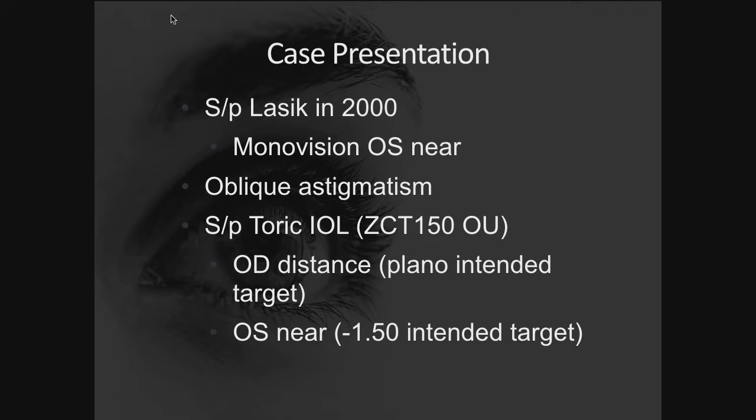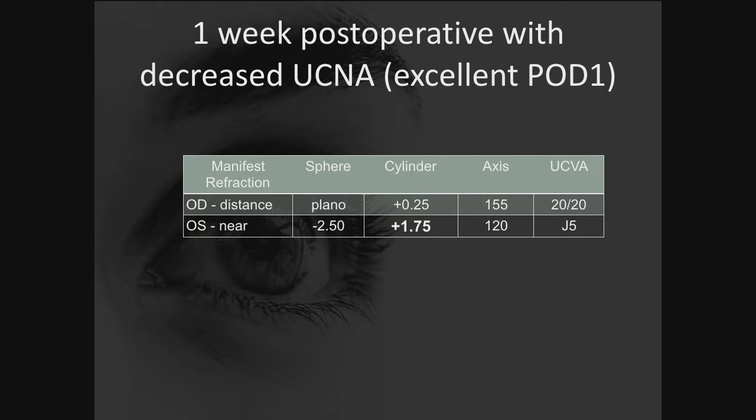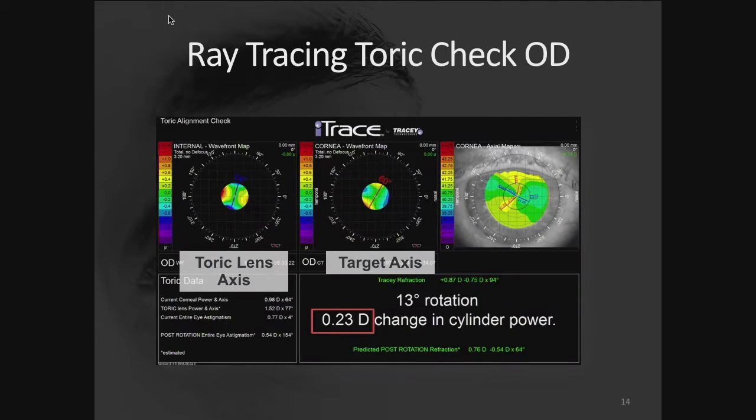Well, let's look at a case presentation. Here's a patient who had monovision LASIK a number of years ago with oblique astigmatism that had low-power torics implanted in both eyes to try to reproduce the monovision. Had excellent uncorrected distance acuity on day 1, 20/20 J1, but at 1 week had come back with decreased reading, and here we can see residual astigmatism. That looks like this would be neutralizable.